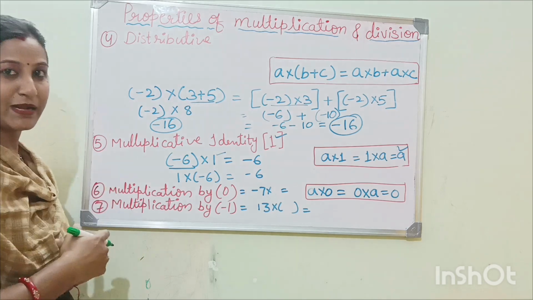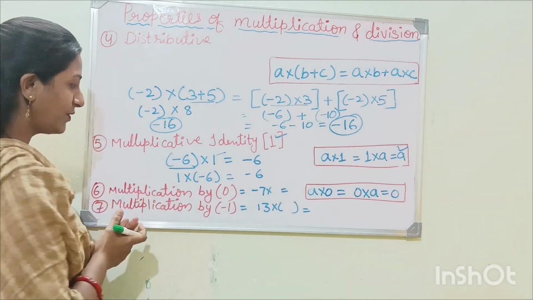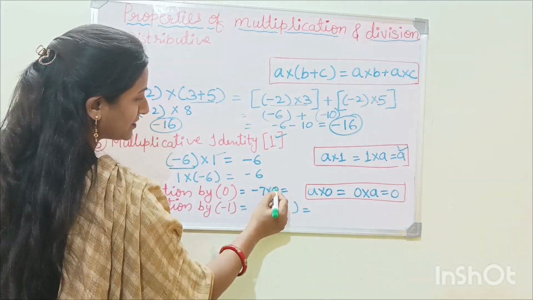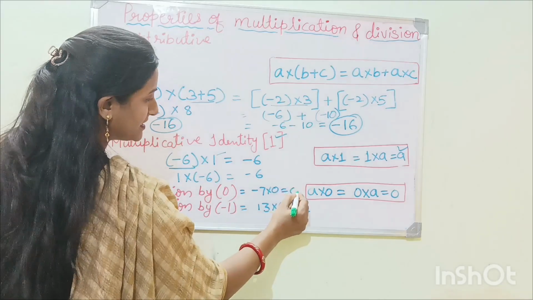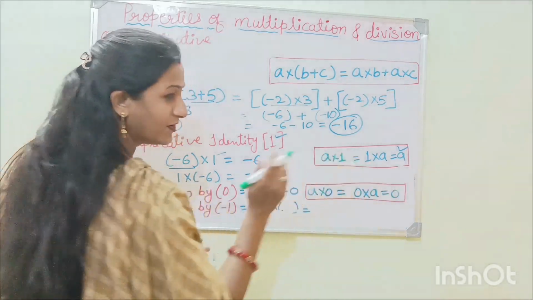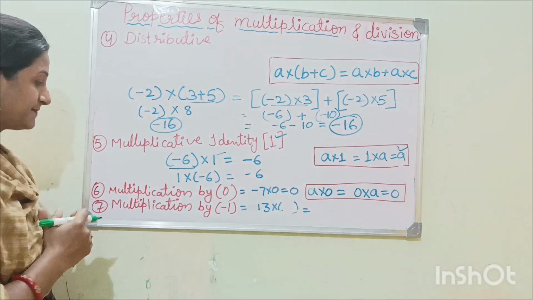Next one is multiplication by 0. You know, when we multiply 0 by any integer, we are going to get the 0 only. So 0 multiplied by minus 7. So 0 into minus 7, 0. So a into 0 is equals to 0 into a equals to 0. So this is what? It's just extra properties.